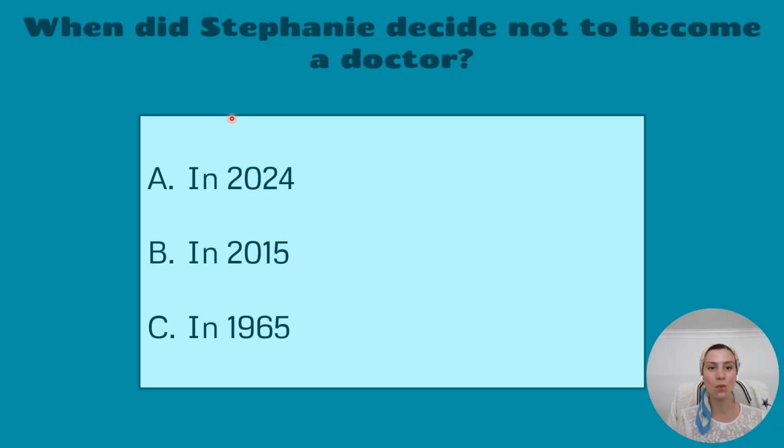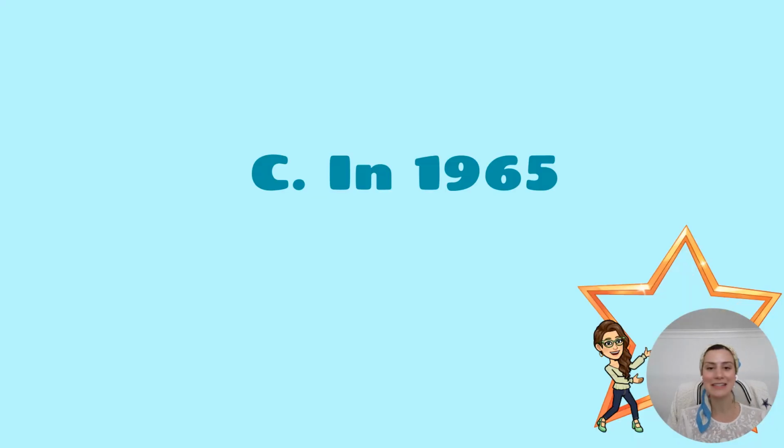Next question, guys. When did Stephanie decide not to become a doctor? A, in 2024, B, in 2016, or C, in 1965? When did Stephanie decide not to become a doctor? A, in 2024, B, in 2015, or C, in 1965? The answer is C, in 1965 is when she decided to not become a doctor.